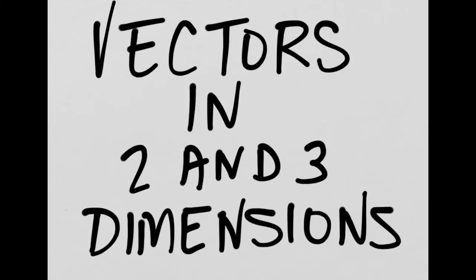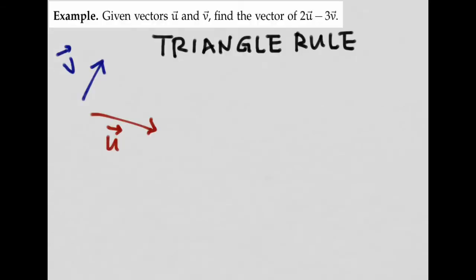In this video, I'm going to go over some examples of vectors in 2 and 3 dimensions. Recall that a vector is a mathematical object with both a magnitude and a direction. We represent a vector by an arrow, where the length of the arrow tells us the magnitude, and the arrow itself tells us the direction.